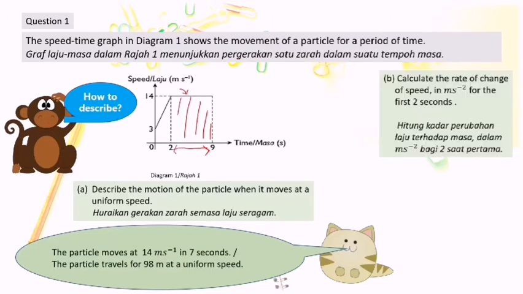B. Calculate the rate of change of speed in meters per second squared for the first 2 seconds. The first 2 seconds is here. The formula for rate of change of speed equals change of speed over change in time. For the first 2 seconds, the change of speed is 14 minus 3, over the time 2 minus 0, equals 5.5 meters per second squared.